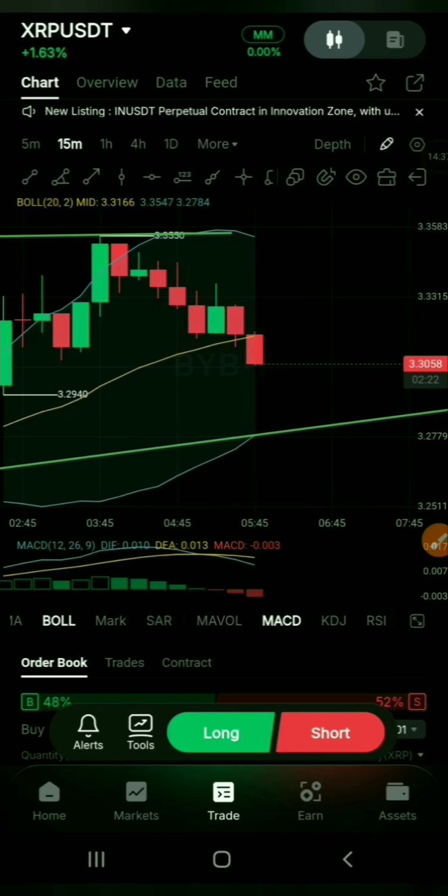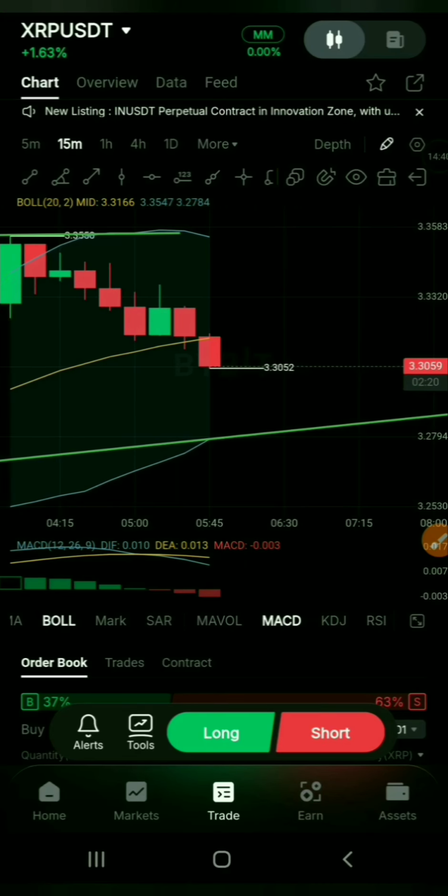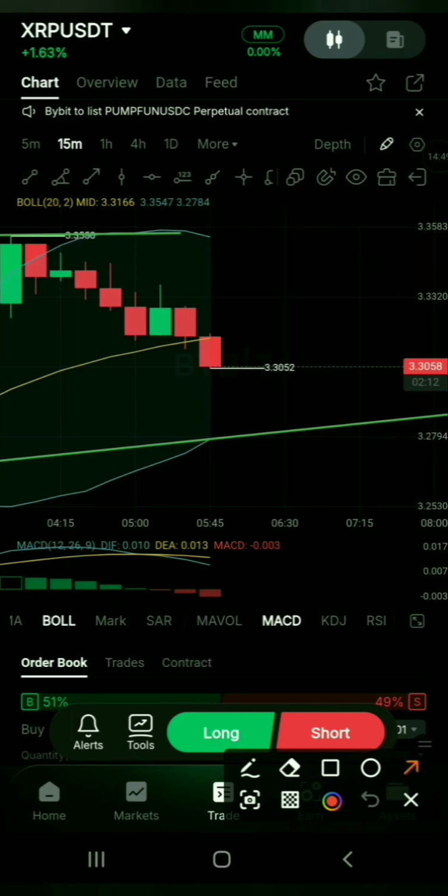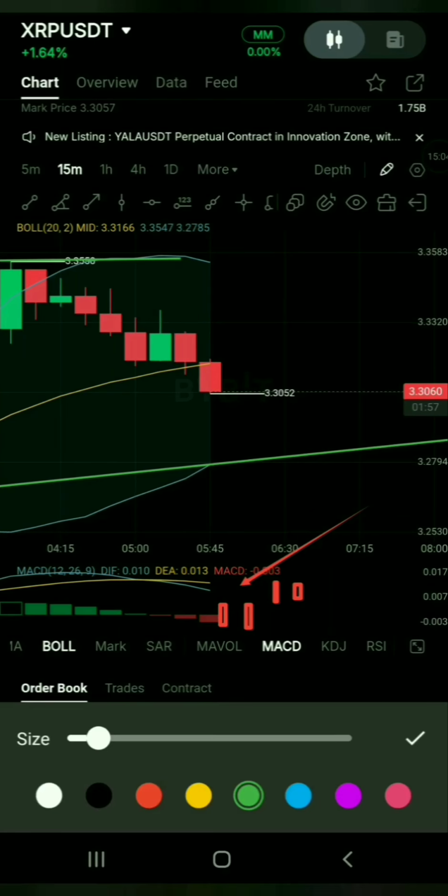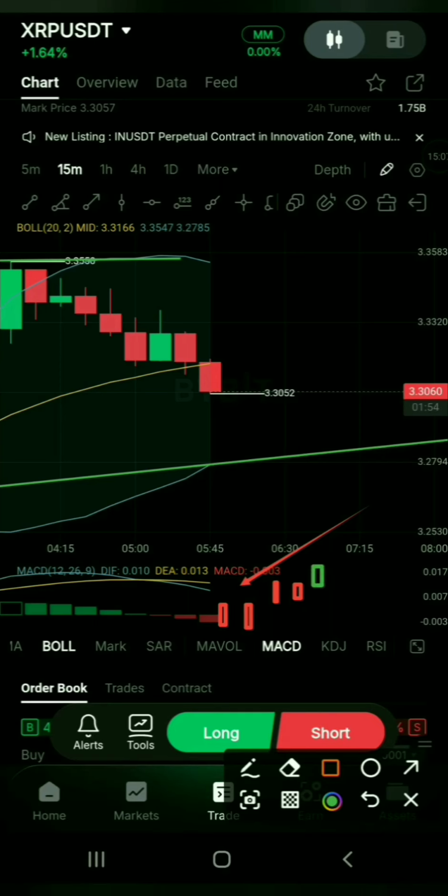As you can see, the MACD is currently printing huge red histograms. So we have to wait for this MACD to be done with the red histograms and then the faint red histograms. The moment the MACD begins to print green histograms, that is when we are going to be considering to actually enter the market.